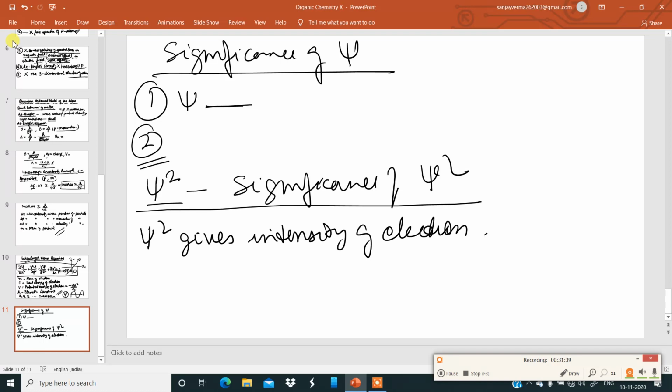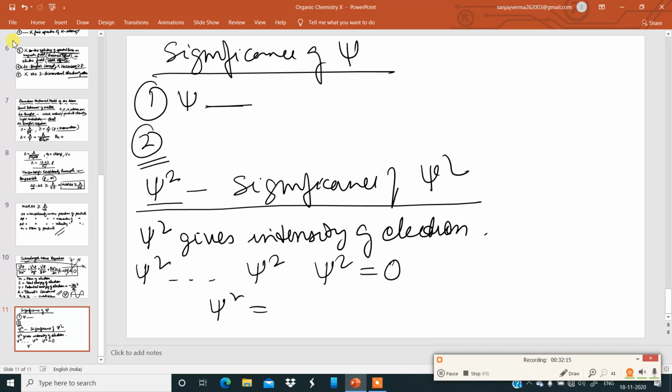Okay. Also, the value of psi square is helpful in determining the probability of electron in a given region. Higher the value of psi square indicates greater probability of finding the electron. The zero value of psi square, if there is psi square value 0, the probability of finding the electron is also 0. Okay. Psi square is known as probability density.